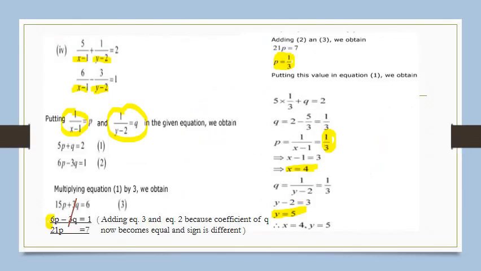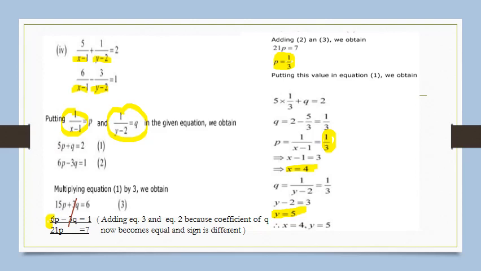In this way, here again is the second type of question. Here the denominator is something different. Something different means the denominator is what? x minus 1, and here the denominator is y minus 2. But if you compare these two equations, in both equations the denominators are the same. So what will we do?